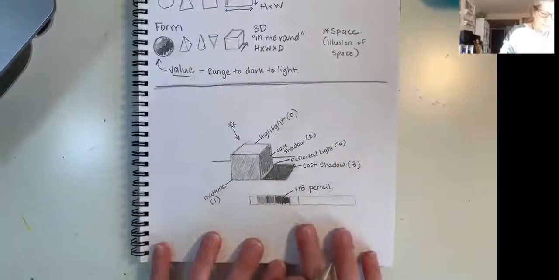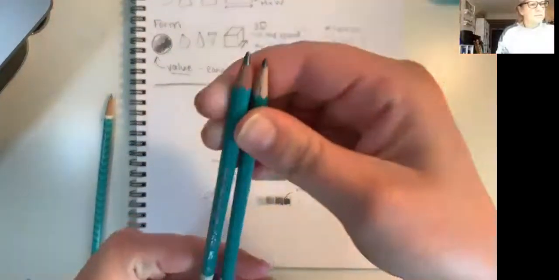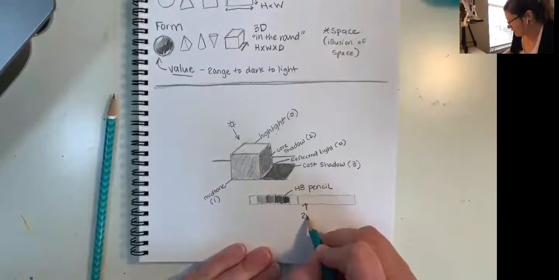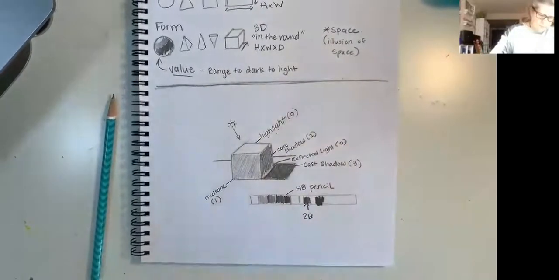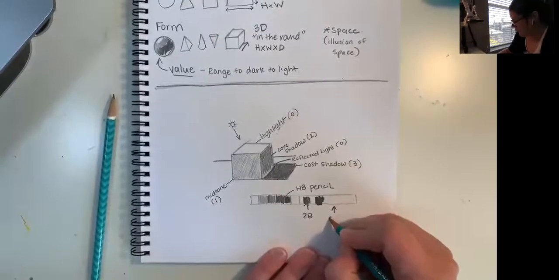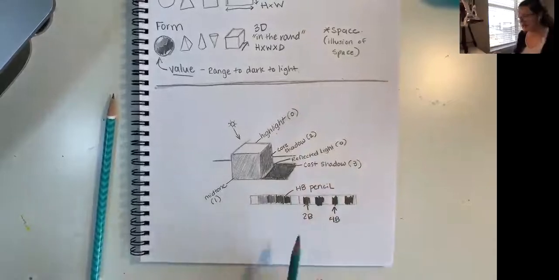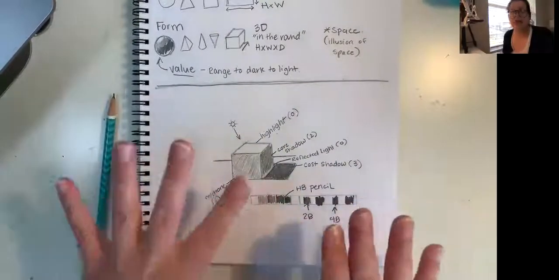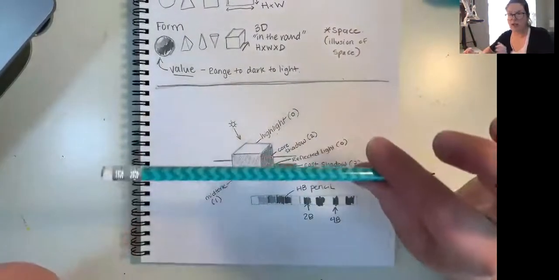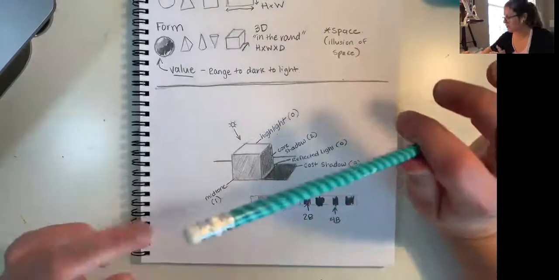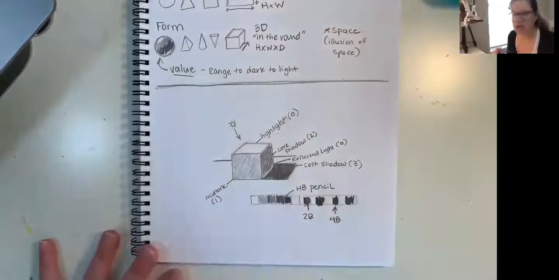You'll be able to get quite a few values just with an HB pencil, but when you start to add in a 2B pencil, I can start to go even darker. And then when I add in a 4B, I can go even darker yet. So adding other pencils will increase the amount of values you can create. But when you're starting out, a regular number 2, HB, those yellow pencils will produce at least 5 values for you to do something like this.